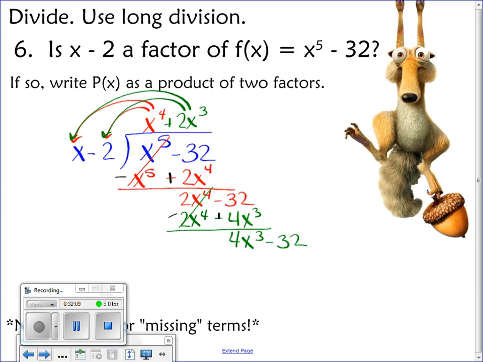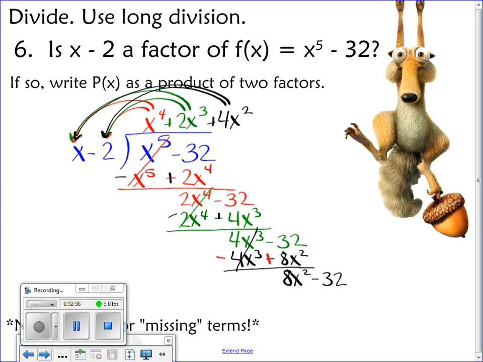What do you multiply x by to get 4x cubed? Distribute 4x squared times x. 4x squared times negative 2. Then what? First term? Like terms? Nope. So 8x squared minus 32. And we start again.